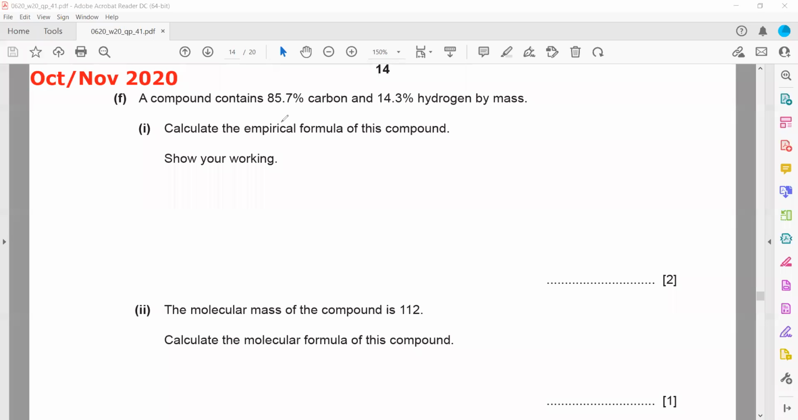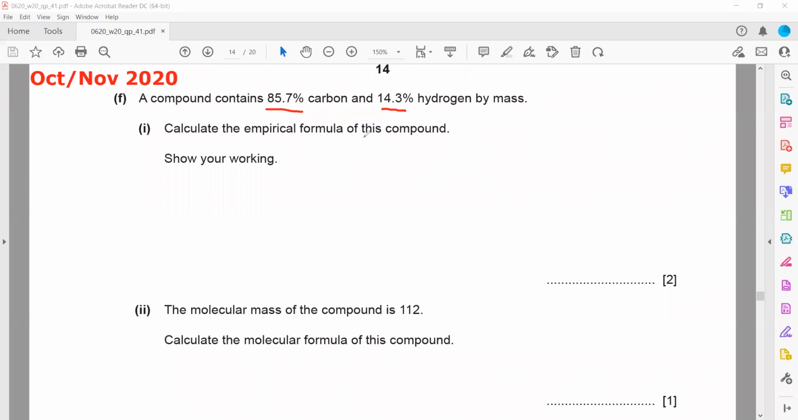So October 2020 session, paper 4, variant 1. The question is about the empirical formula in the first part and the molecular formula in the second part. In the first part, we have to calculate the simplest ratio between the atoms when the percentages are given. So a compound contained 85.7% of carbon and 14.3% of hydrogen by mass. Calculate the empirical formula of this compound.